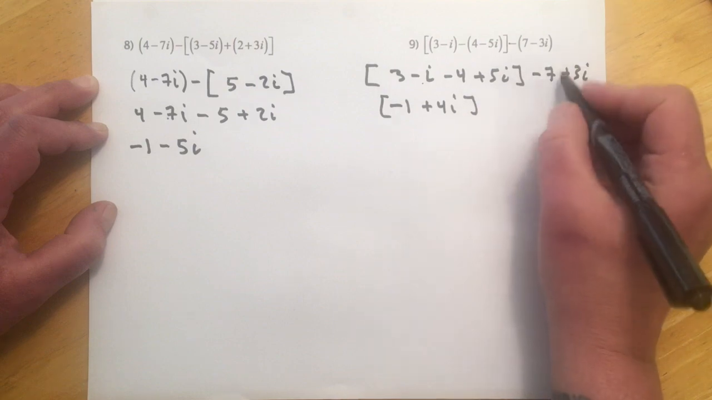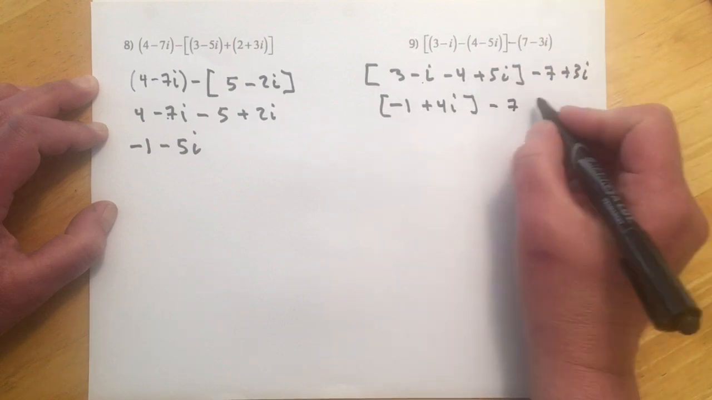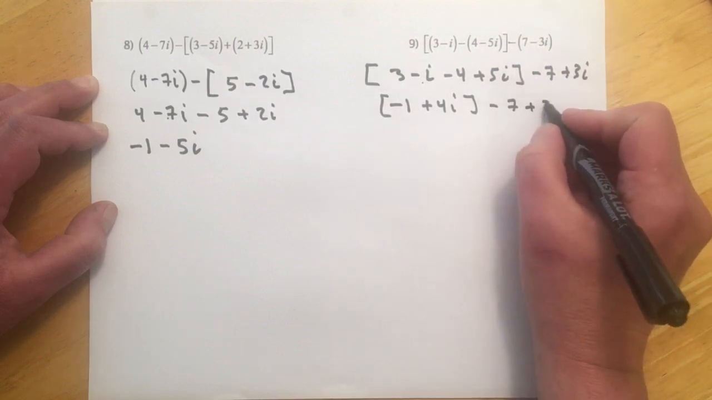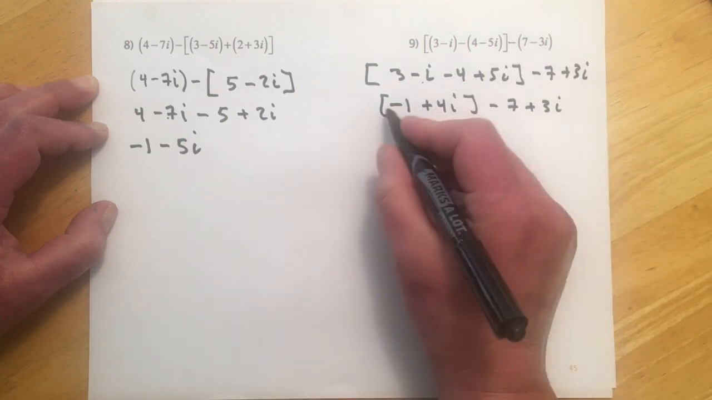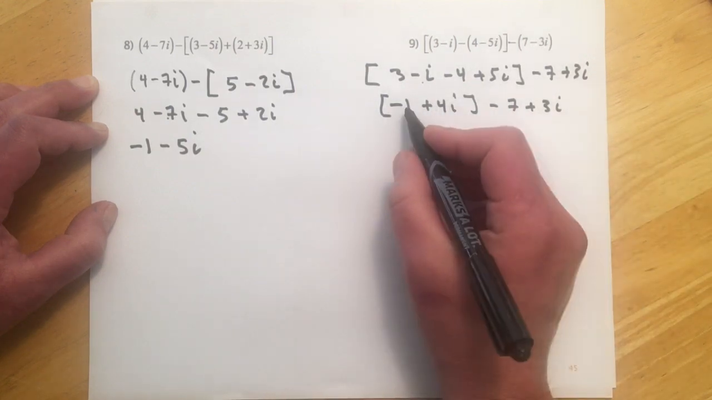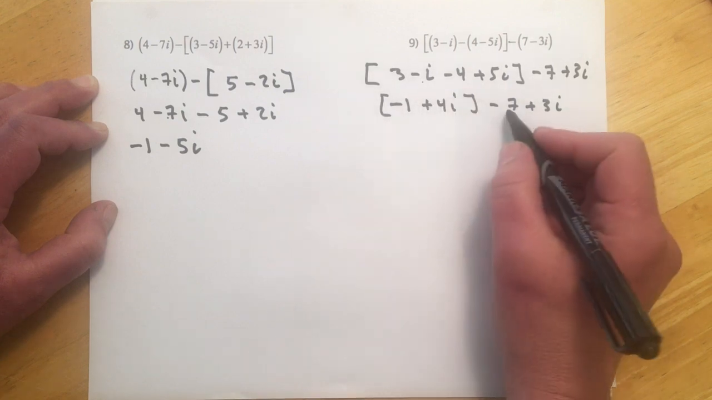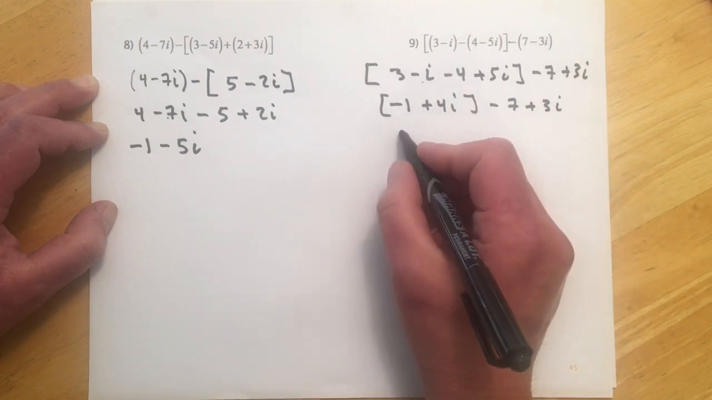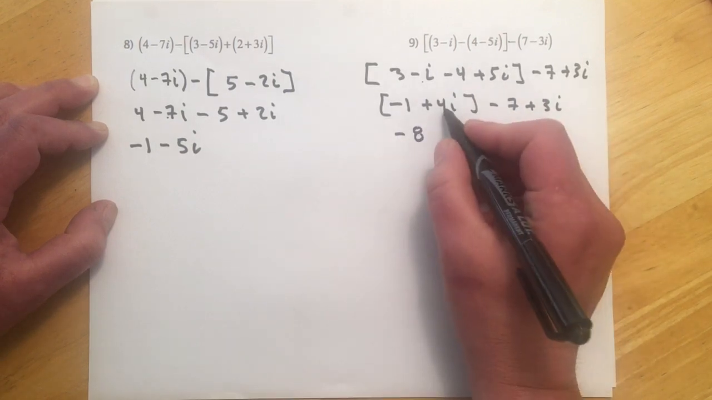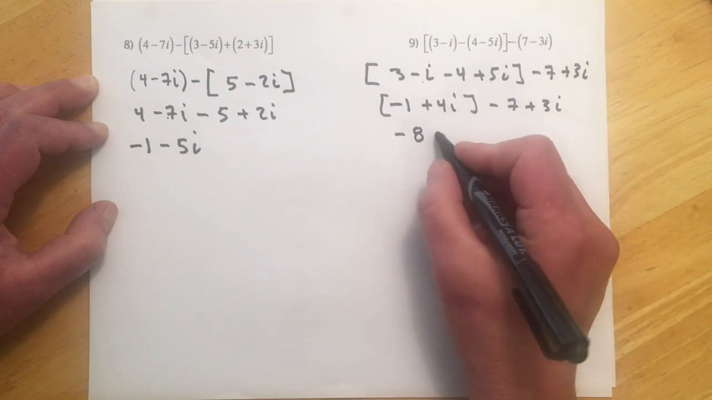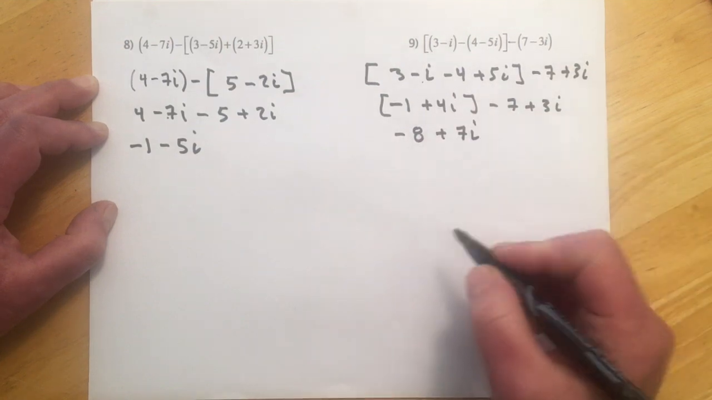And then here, I probably should have just left that in the parentheses, but I already had distributed, so there it is. So now these parentheses aren't really doing anything, so I can just collect them. So negative 1 minus 7, so that would be minus 8. And then 4 plus 3i would make plus 7i.